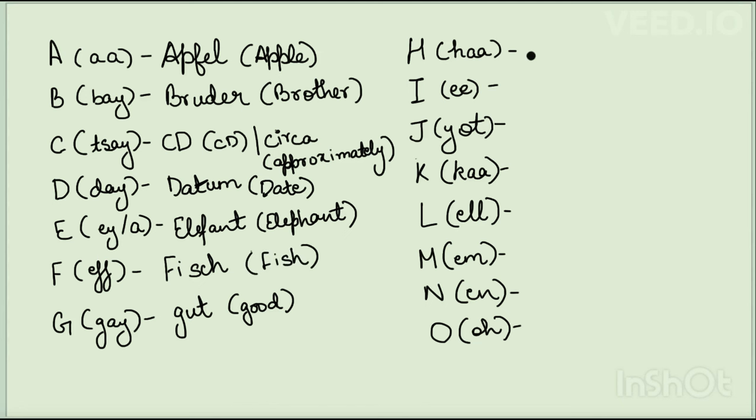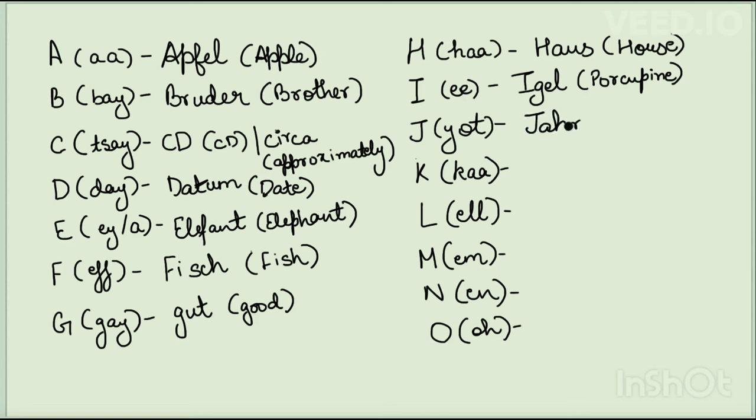Next, Ha. Haus. This again has the same pronunciation as the English word house. I, Igel, which means porcupine. Next, Jot. Jahr. This means year. Ka. Kamera, which means camera.